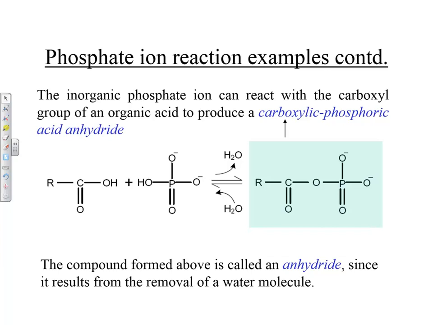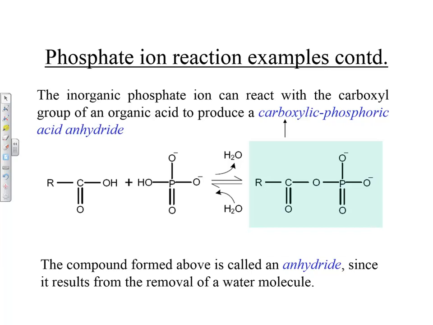No, this is fine. So you can have a situation where this inorganic phosphate ion can react with a carboxylic acid, right? C double bonded with OH, inorganic phosphate ion. Again, a water molecule is eliminated, and these two are linked together like this. The compound formed in this way is called an anhydride because you took a water molecule out, since it results from the removal of a water molecule. So it's called a carboxylic phosphoric acid anhydride. If you want to go back from this to this, all you have to do is add water to it. So the reaction can go both ways.